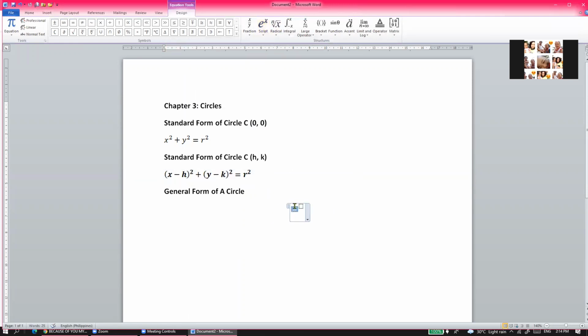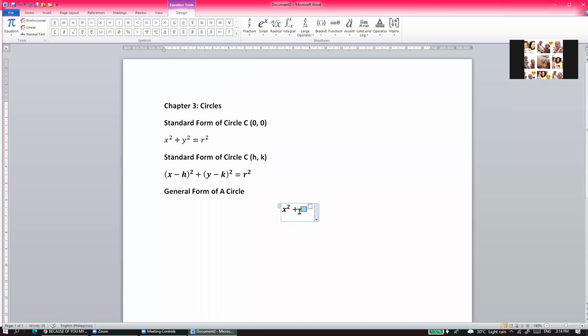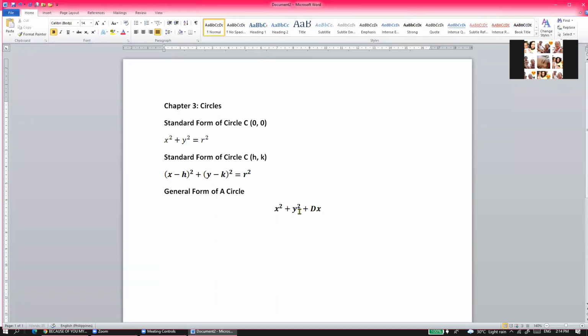We have x square plus y square plus dx plus ey.